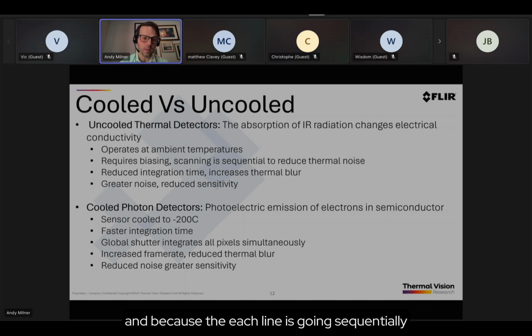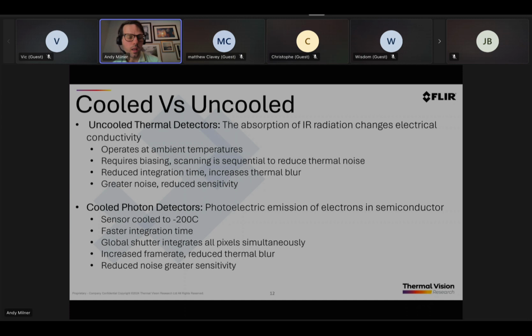And because each line is going sequentially, if something's moving quickly, then when the first line is scanned compared to the last line, an object could have moved. And what you will get is a phenomenon called thermal blur. And because it operates at ambient temperatures, it's subject to the usual thermal and electrical noise you get with ambient temperatures as well. So you get greater noise and reduced sensitivity.